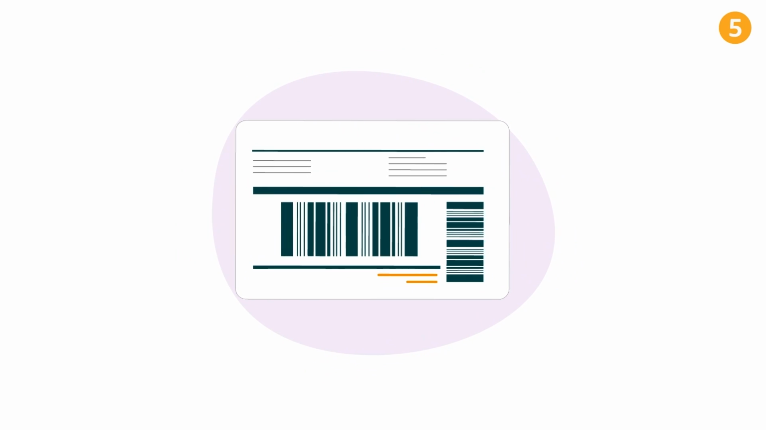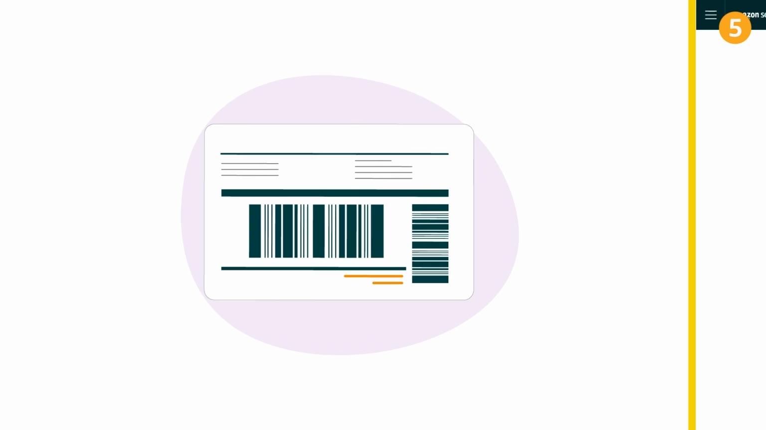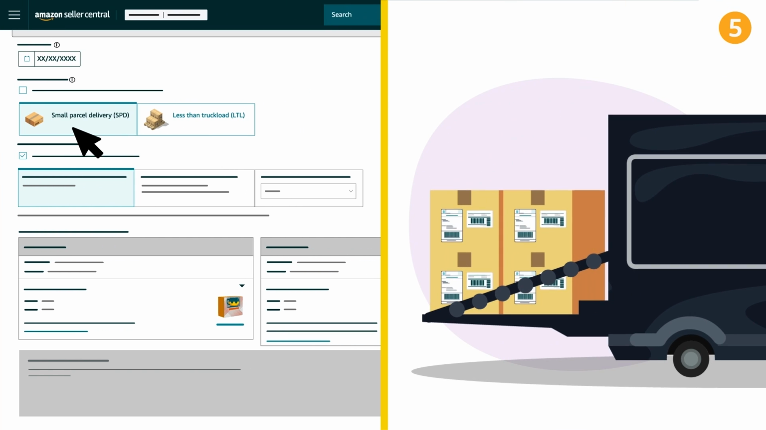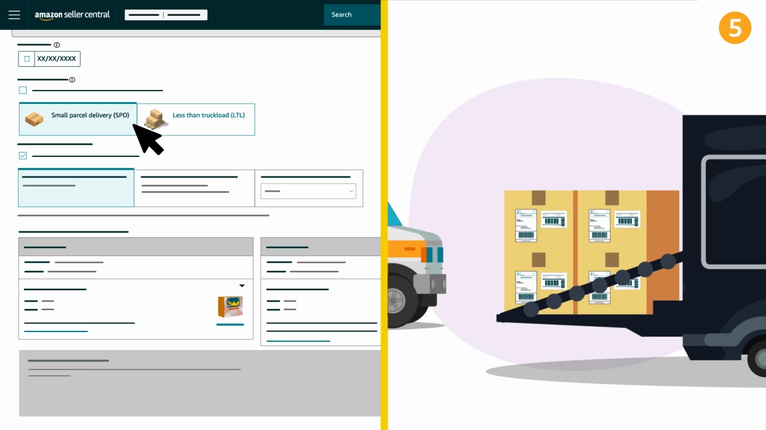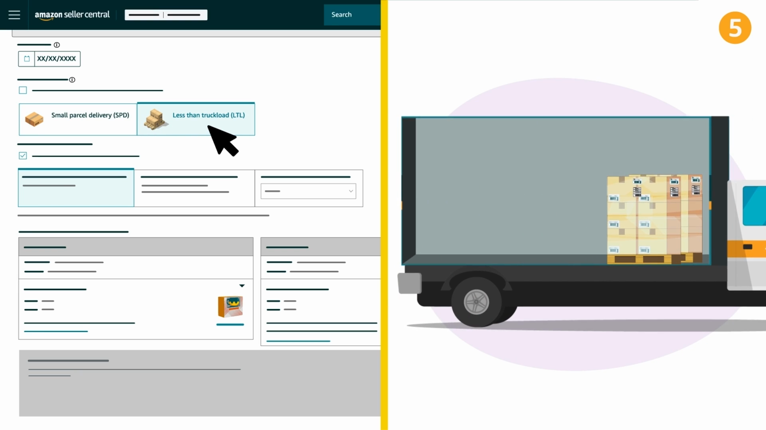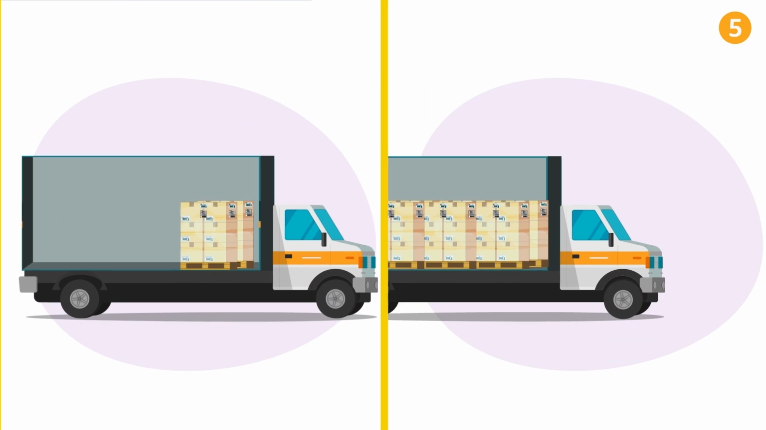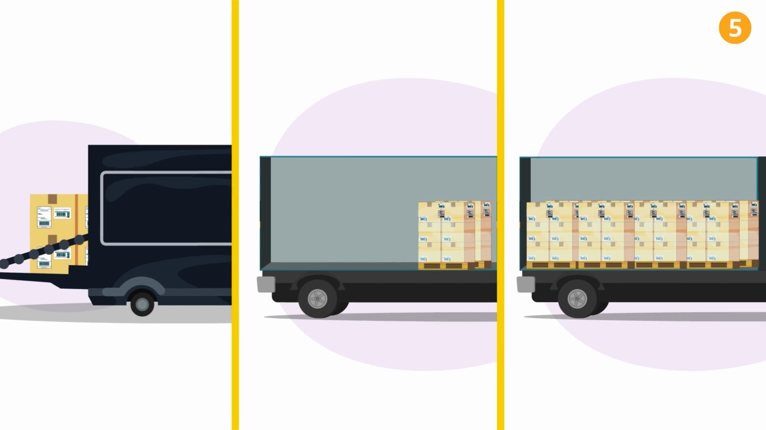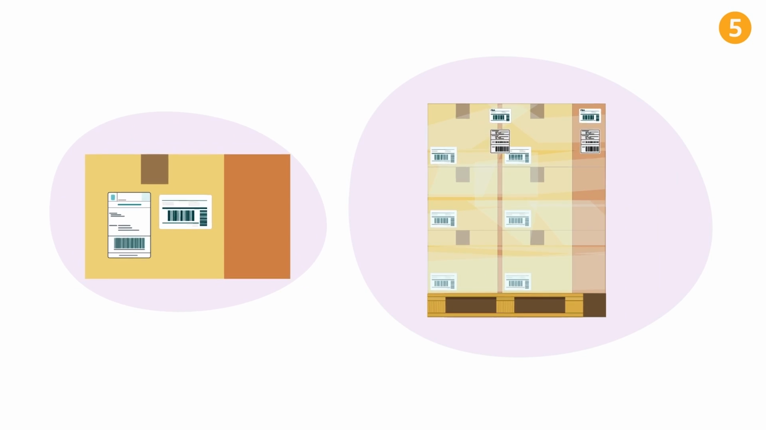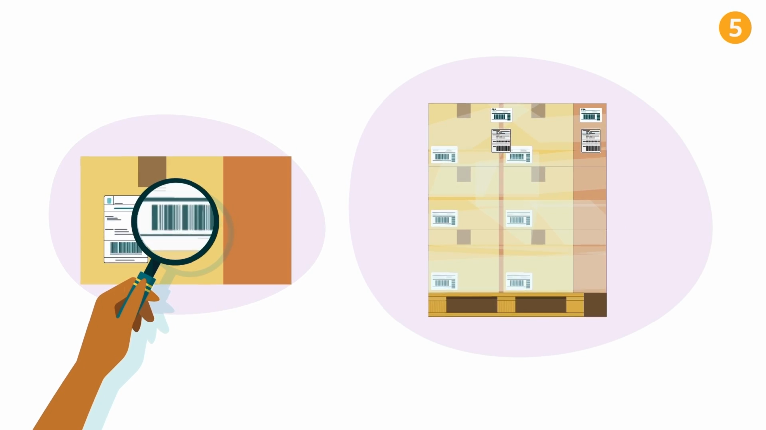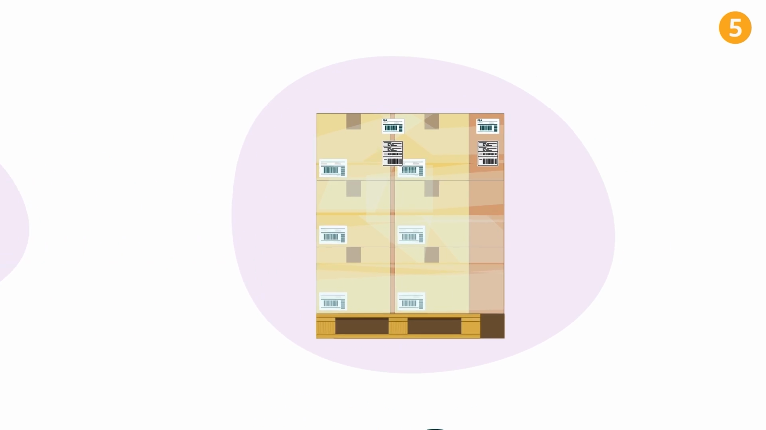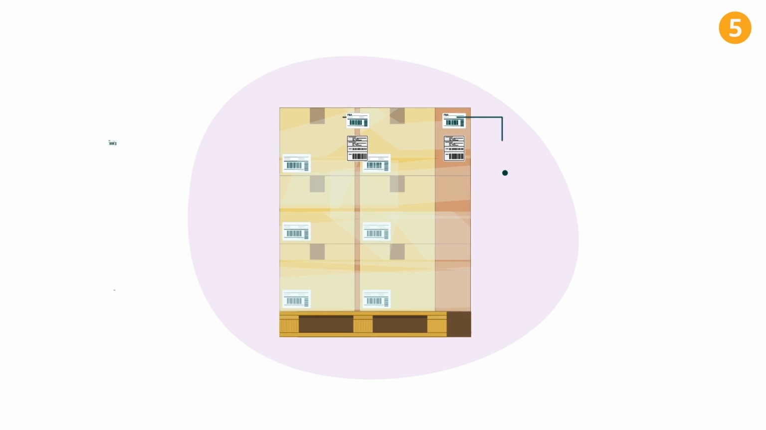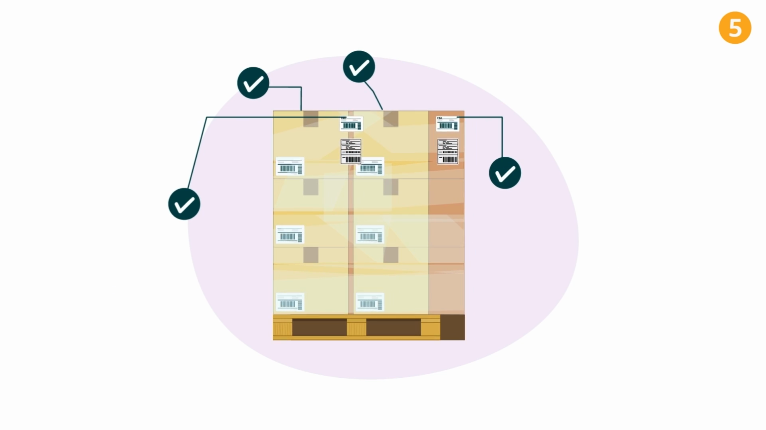Also, each FBA box label should contain box content information that you provide during the shipment creation workflow. You have the option to send each box using small parcel deliveries or to combine individual boxes on pallets using one of two workflows: less than truckload, or LTL, and full truckload, or FTL. Whichever option you choose, each box and pallet must be properly identified with a unique box ID label and pallet label. If you ship pallets, 4 total pallet labels must be applied to each pallet, with one label at the top center of each side of your shipment.